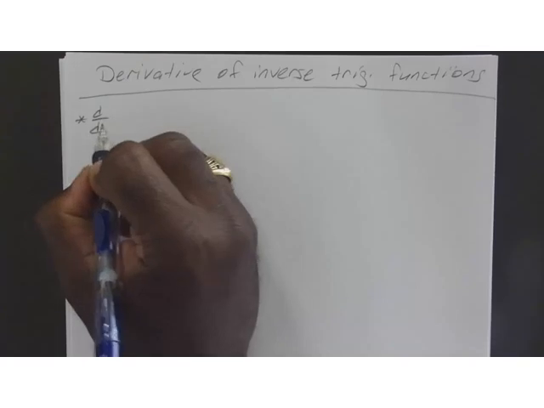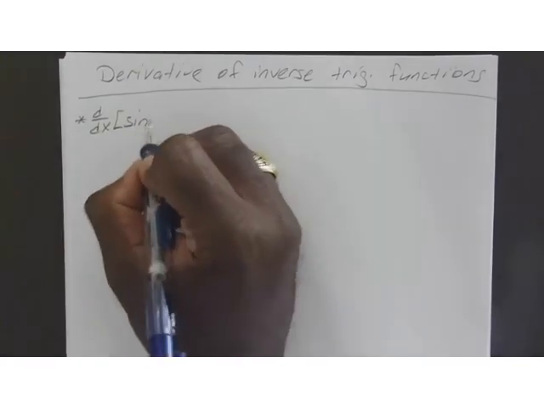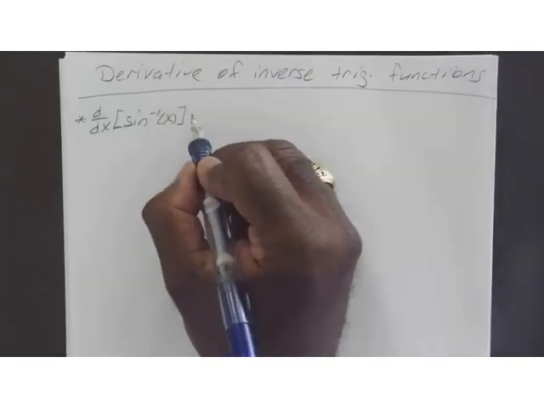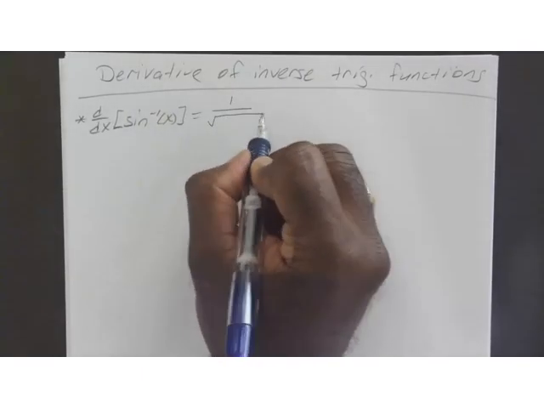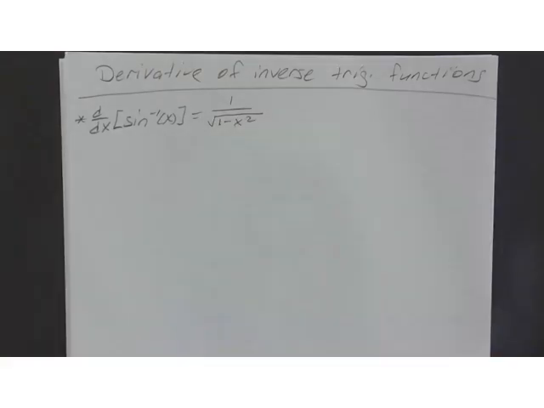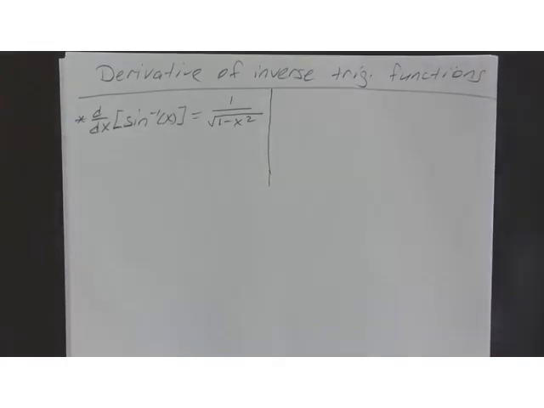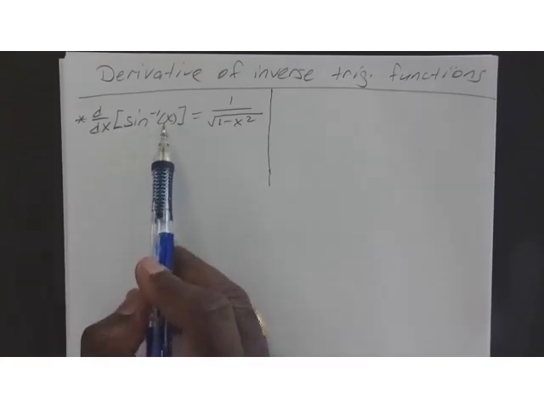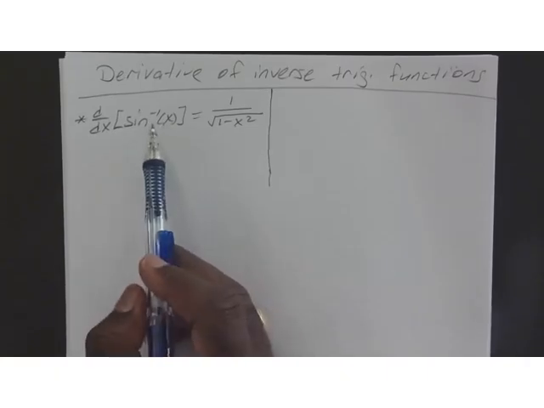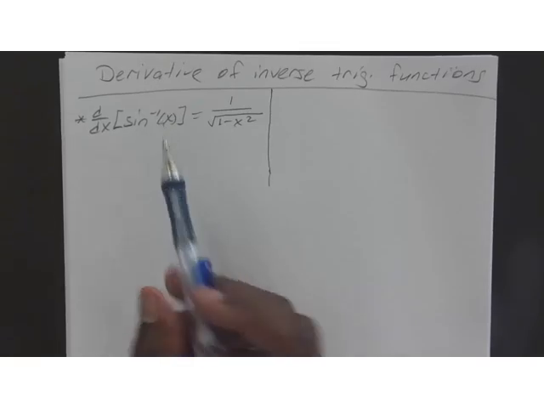Okay, so the derivative with respect to x of sine inverse of x is equal to 1 over the square root of 1 minus x squared. Okay, so instead of sine inverse of x, what if you have sine inverse of x squared plus 3x plus 5 or something like that? Or any function of x other than x?